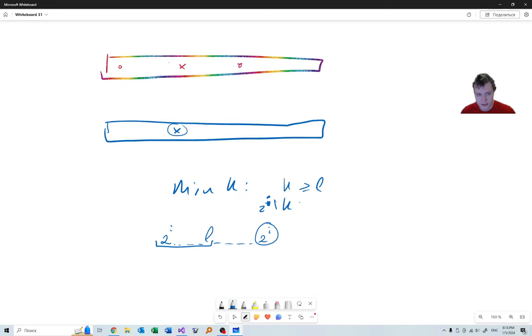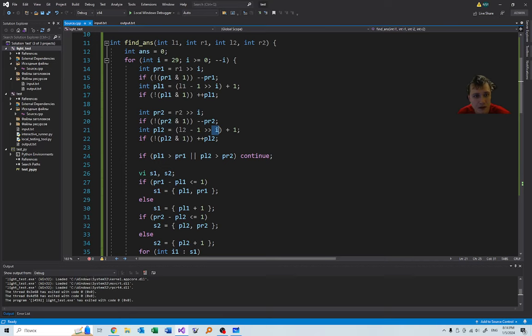But it might be equal to this one if L is divisible by 2 to the power of i. To prevent this, to find the strictly greater number, I need to subtract 1. I subtract 1, then I divide, then I add 1.